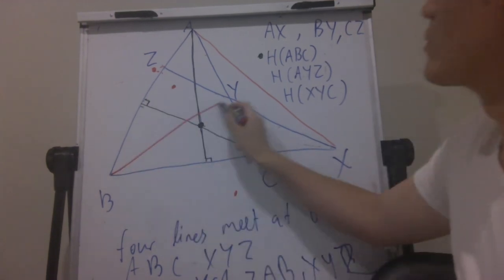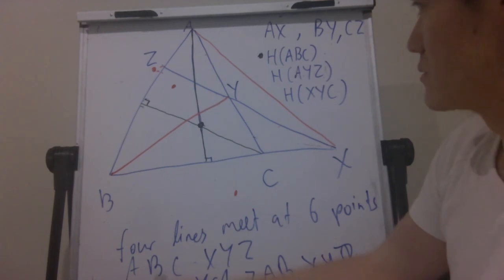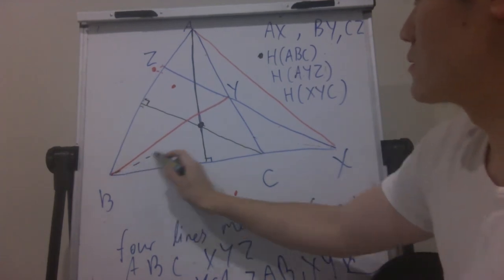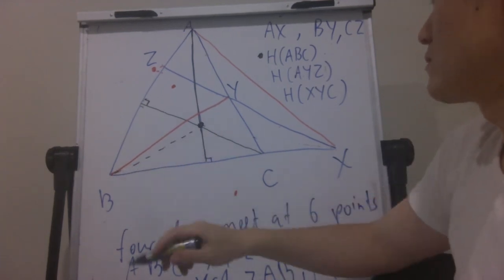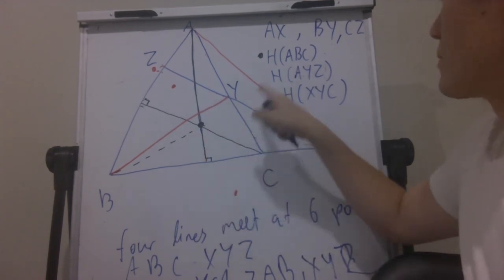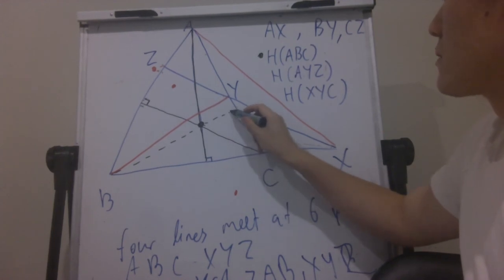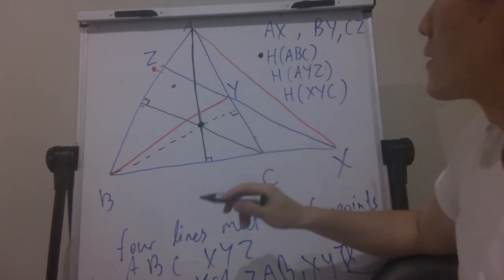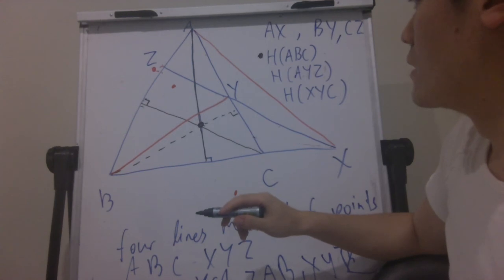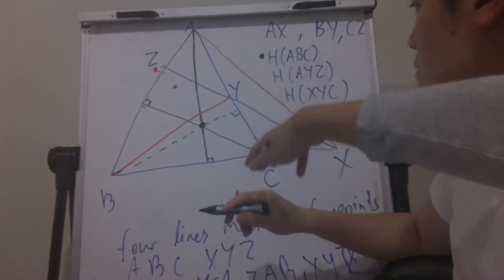If we have BY as a diameter, then the altitude. What? The altitudes are outside of the triangle ABC. Yeah. It's there, right? And where's the altitude? There. Yeah.